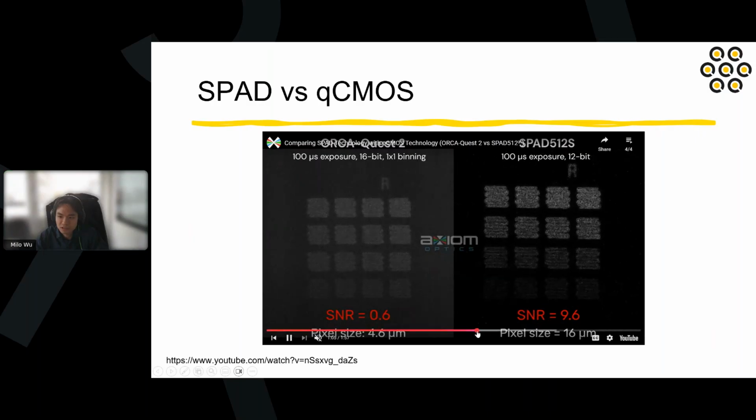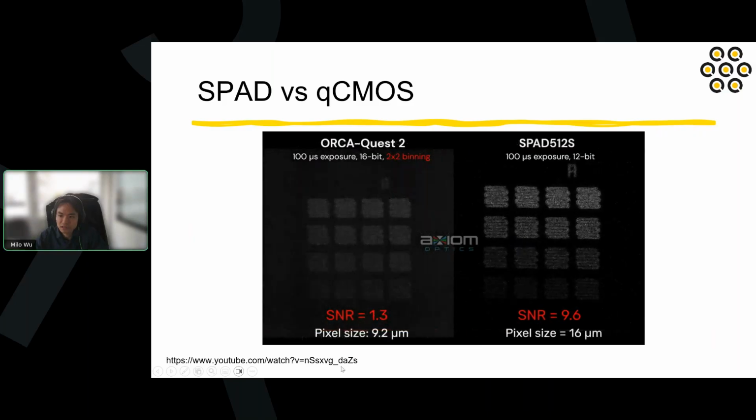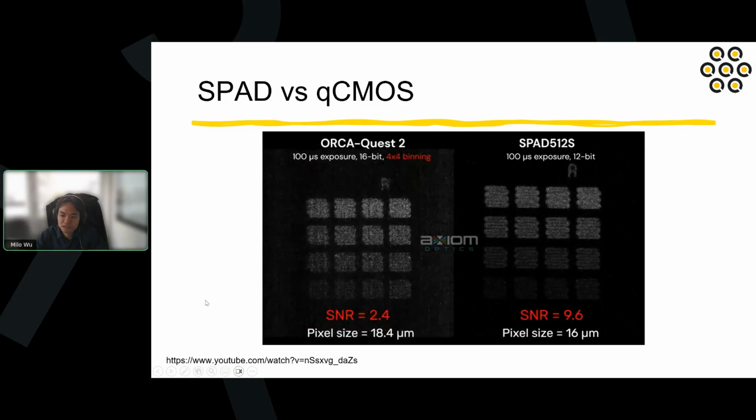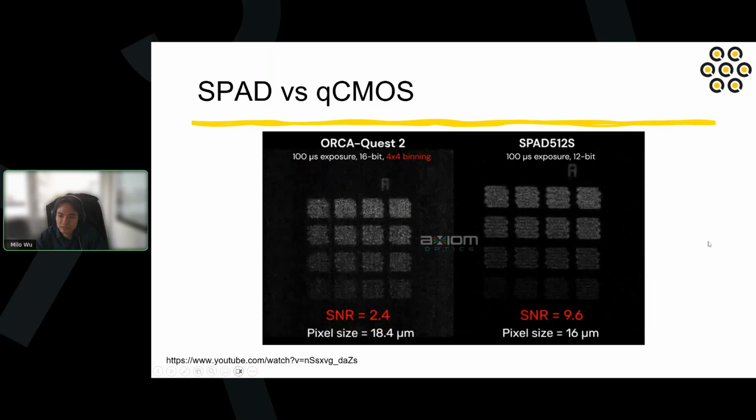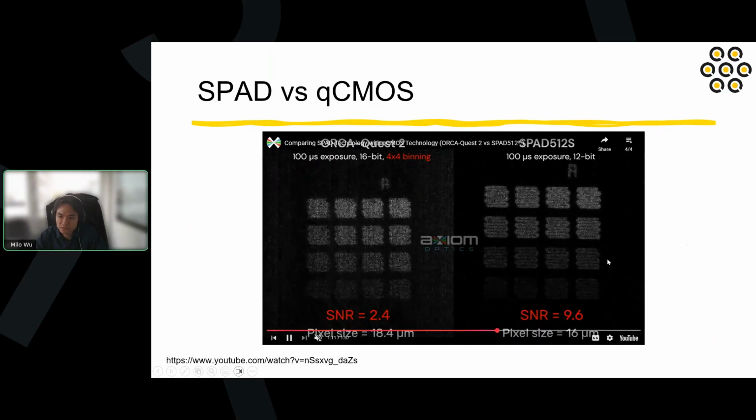which the SPAD camera still shows a bit better SNR, and even in the 4x4 binning, the SPAD shows a better SNR. And with the binning, you can already see some column amplifier non-uniformity in this data.